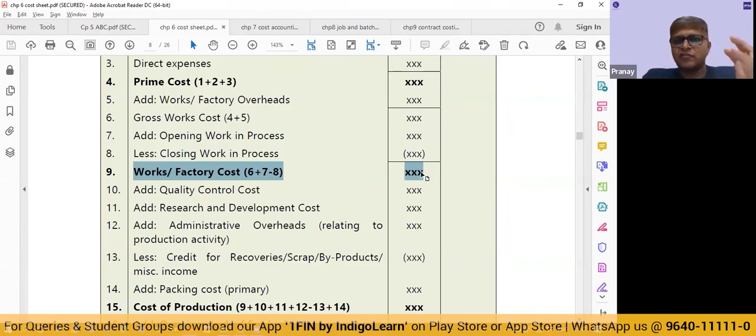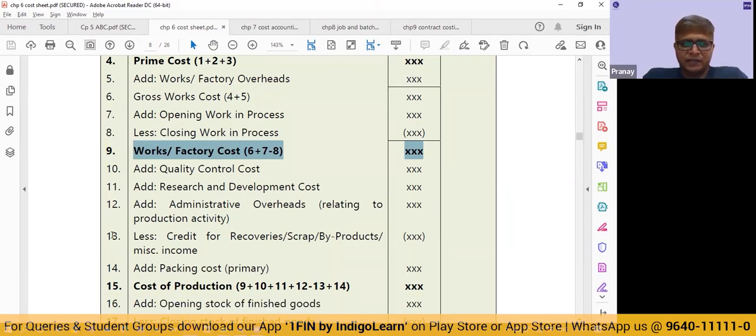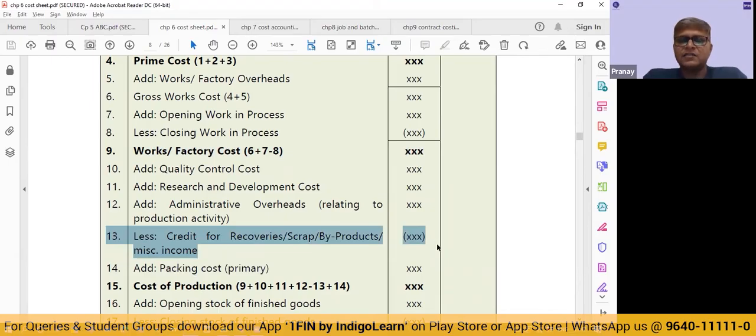Then whatever cost of production we have in relation to the completed units, such as QC cost, R&D cost, administration overheads relating to production activity, etc., all of that we are going to add here. And students generally tend to miss this one important point, which is the recovery by sale of scrap or byproducts.